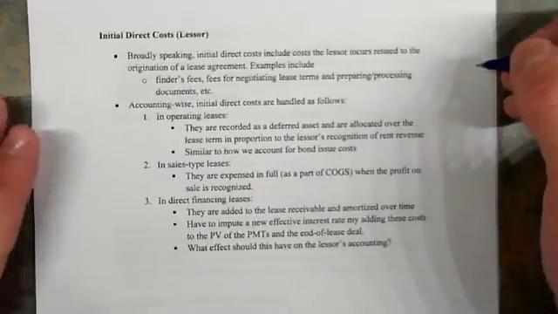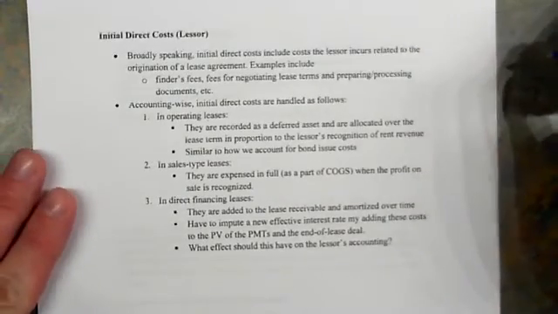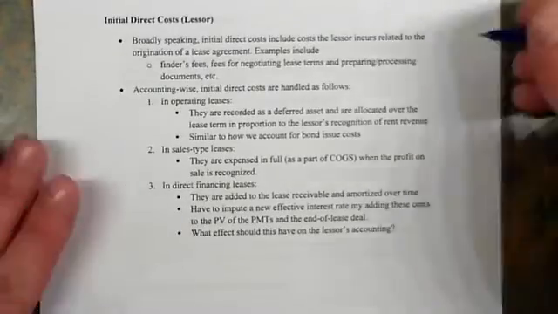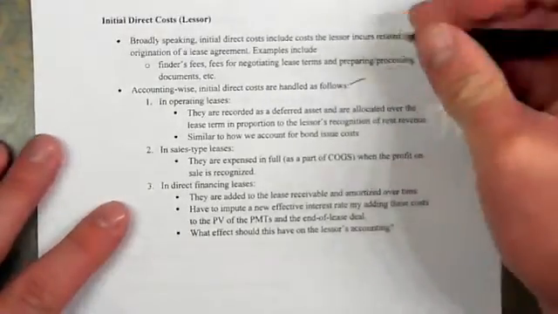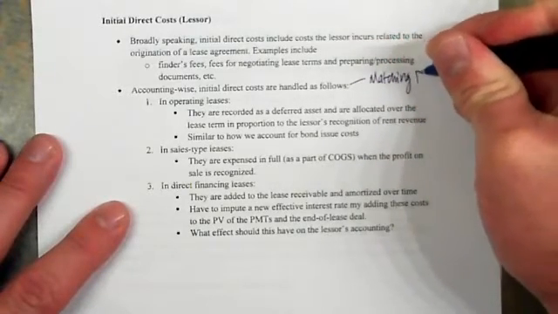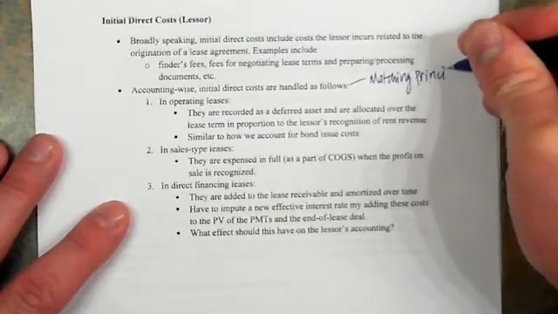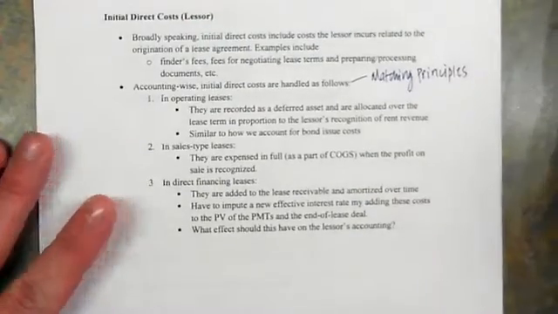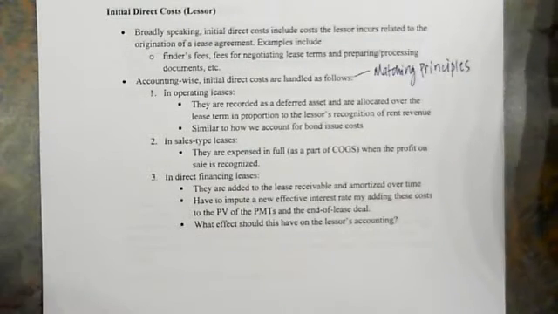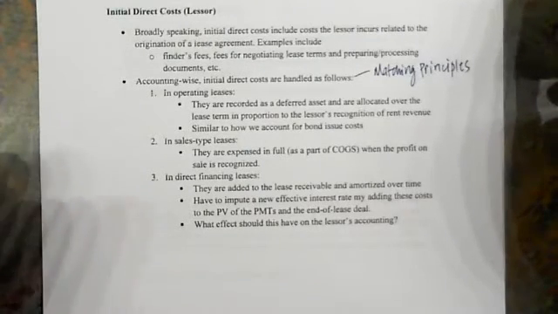Accounting wise, we want to handle the initial direct costs differently for each type of lease that the lessor could involve itself in. The overriding theme here is the matching principle. We want to recognize any expenses in the same period that we recognize revenues. And so it's going to change slightly for every type of lease we have.